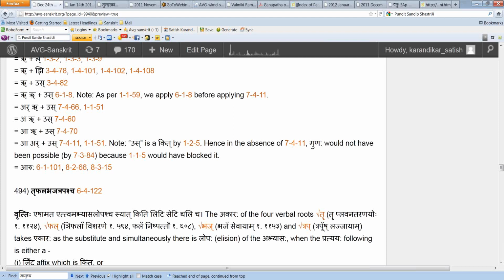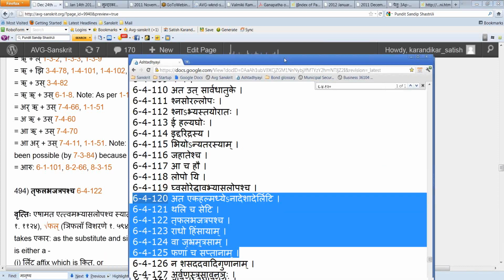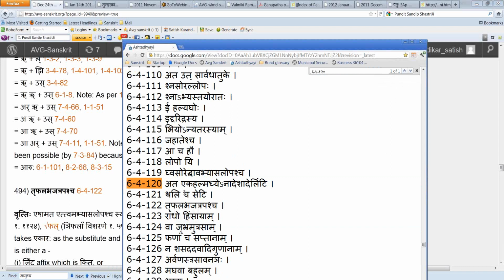Let's look at the vritti of that. Esham ataha etam abhyasa lopashcha syat kitiliti. That condition is still a kitiliti. The pratyaya form should be a kit. Atva thalicha seti. Now this thalicha seti is a sutram which we didn't take in the class. We're not going to take it because that is a madhya purusha ekavachanam.